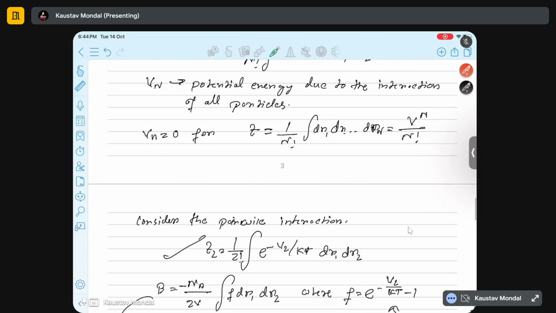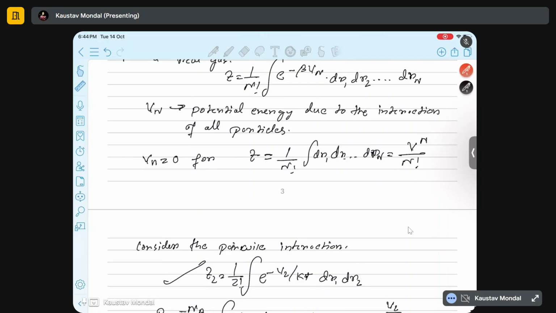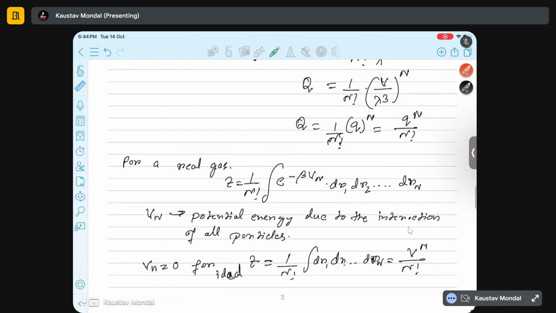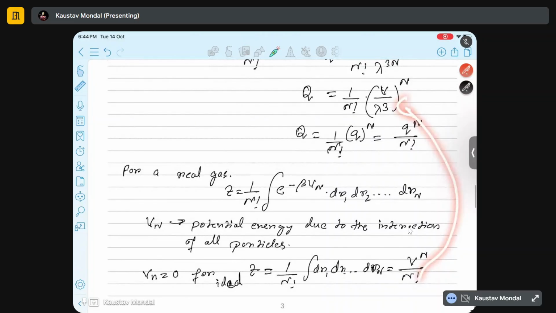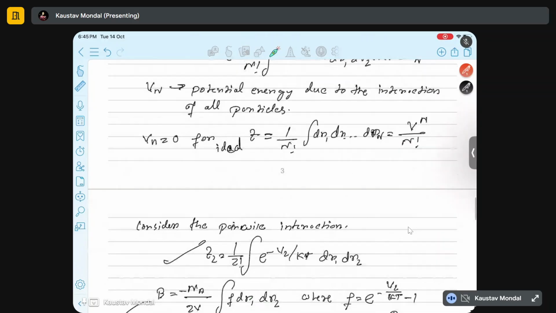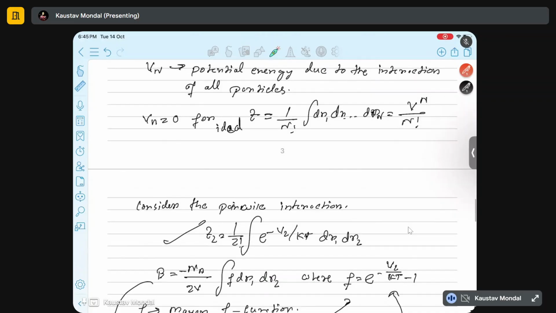Now for an ideal gas, this potential is 0 as there is no interatomic potential. So putting Vn equal to 0 into the expression gives you Z equal to V to the power n by n factorial, and if you substitute this into the expression of the ensemble partition function, that basically gives you the old expression for the translational partition function that is true only for ideal gases.